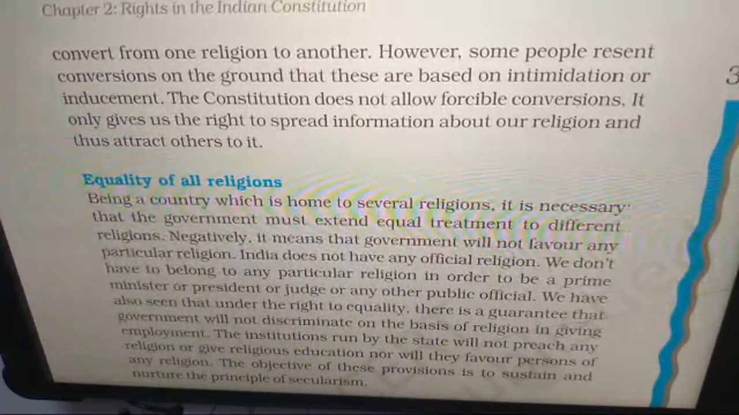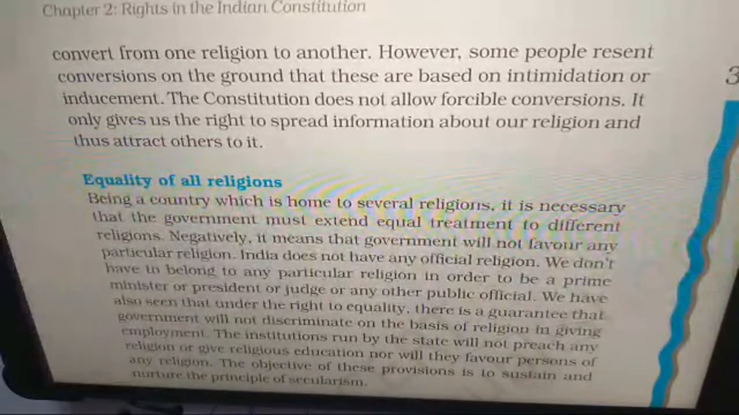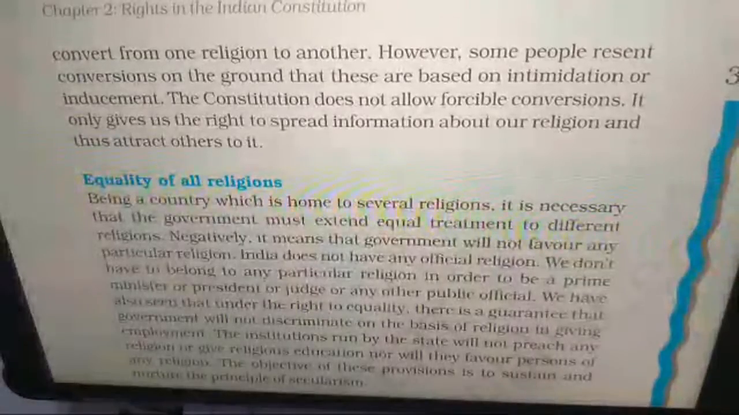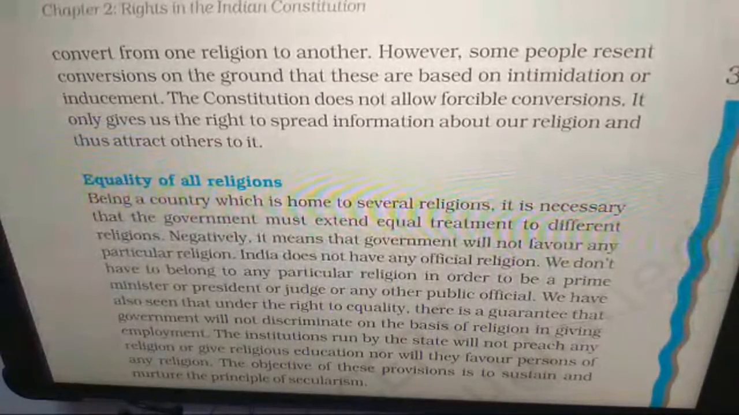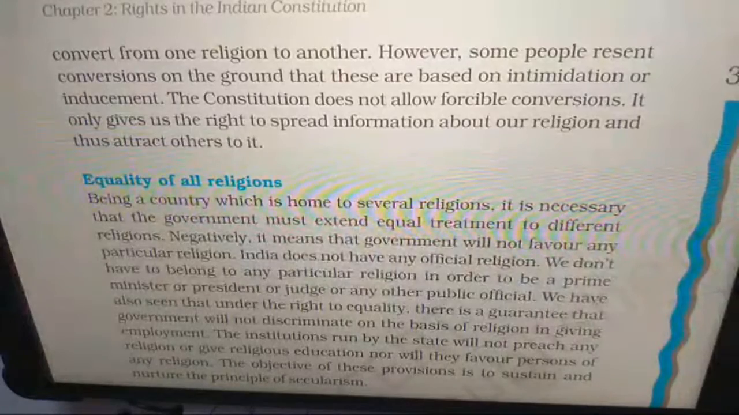We have also seen that under the right to equality, there is a guarantee that government will not discriminate on the basis of religion in giving employment. The institutions run by the state will not preach any religion or give religious education, nor will they favor persons of any religion. The objective of these provisions is to sustain and nurture the principle of secularism.